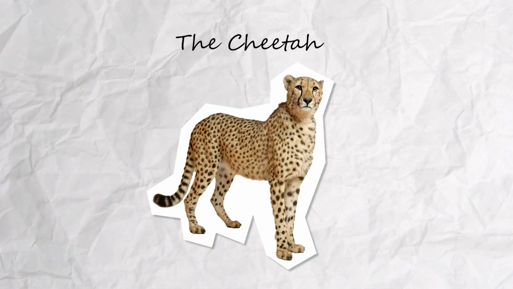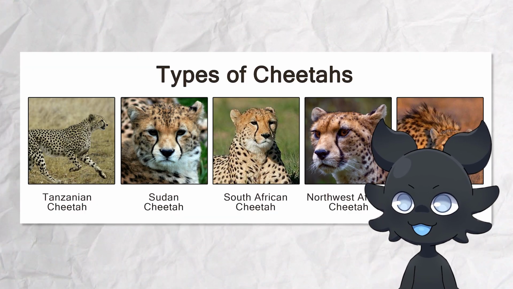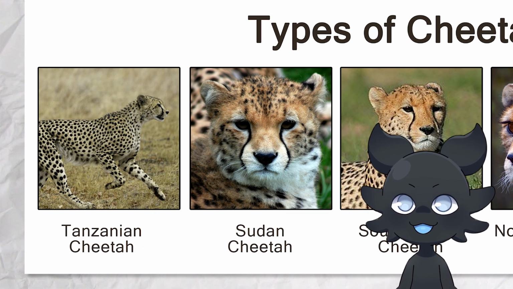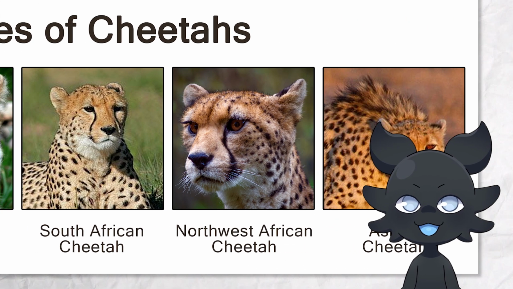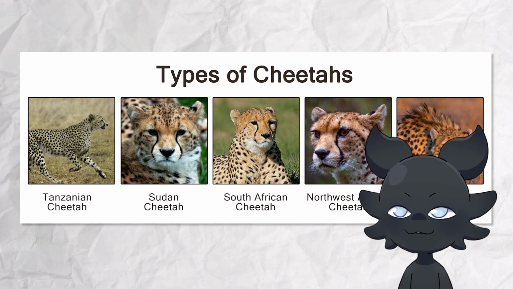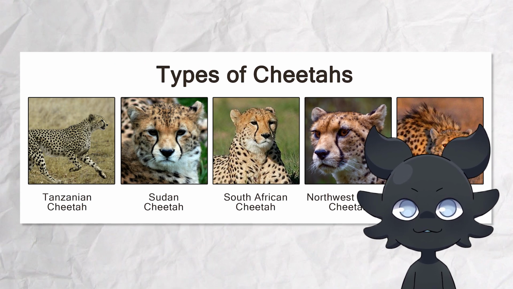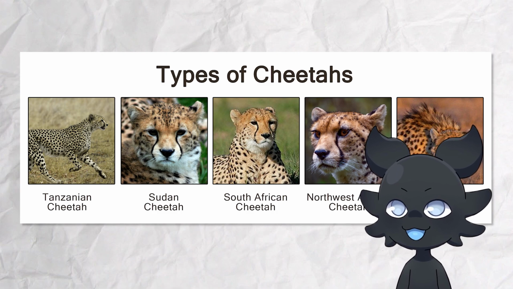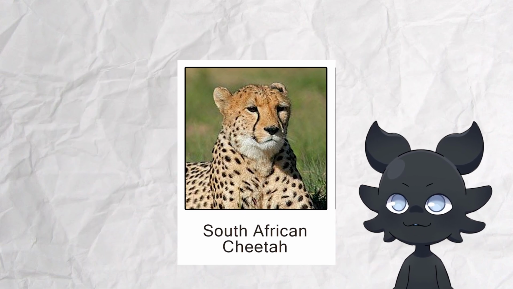The next animal I will be turning into a human will be the cheetah. Now, there are 5 types of cheetahs: the Tanzanian cheetah, the Sudan cheetah, the South African cheetah, the Northwest African cheetah, and the Asiatic cheetah. Oh my god, there's so many cheetahs. Both the African cheetahs look exactly the same, so I'll just choose the South African cheetah to turn into a human.